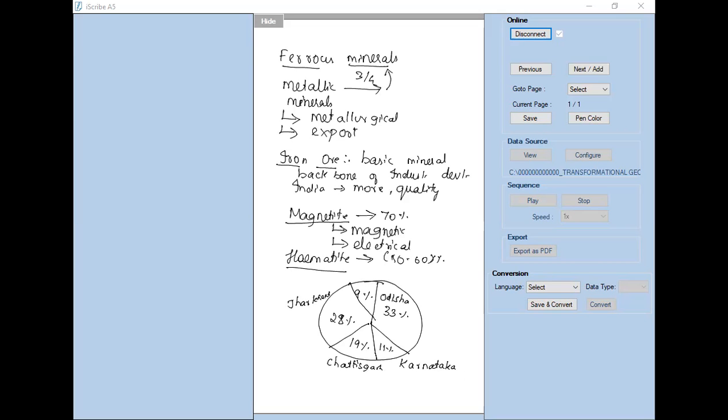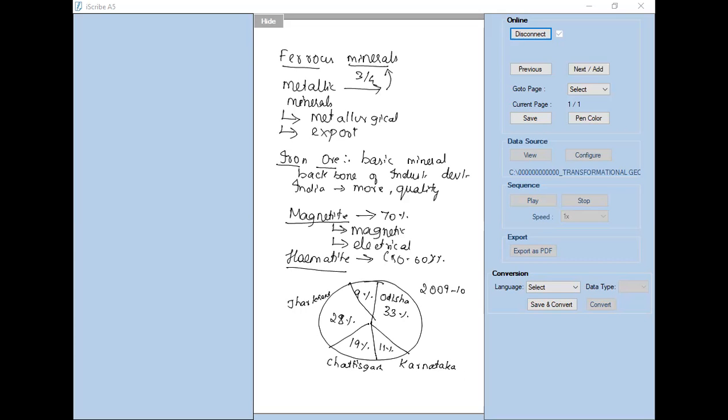So which state has the most iron ore? This is the government data, the state-based share in percentage, as per 2009 to 10. And next we are going to see what are the major iron ore belts.